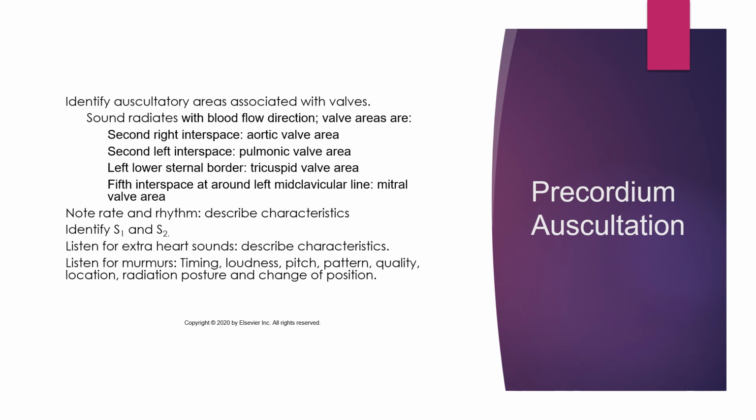You can have your patient lean forward while sitting to enhance the sounds from the second intercostal space. This is your aortic and pulmonic areas. And then you can place the patient in a left side lean position to enhance the sounds at the mitral area. Those will help you to hear those sounds.